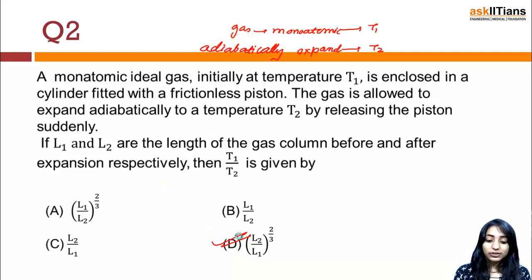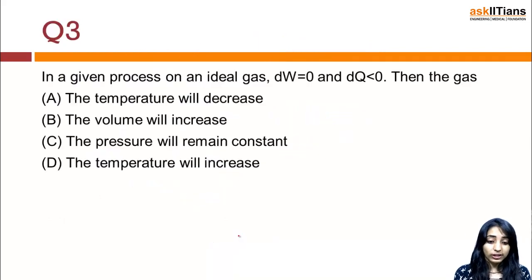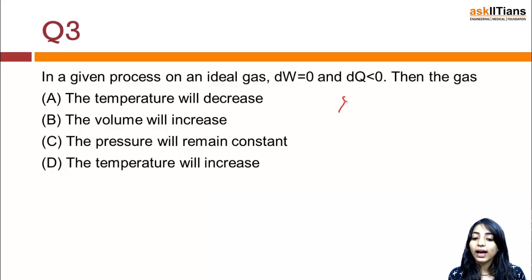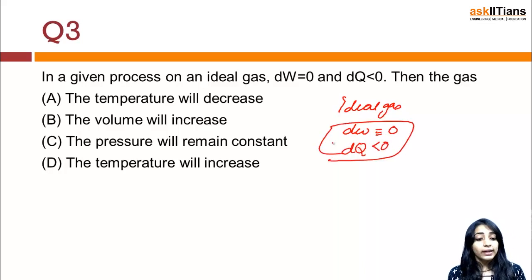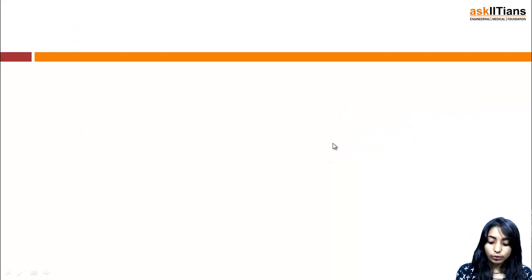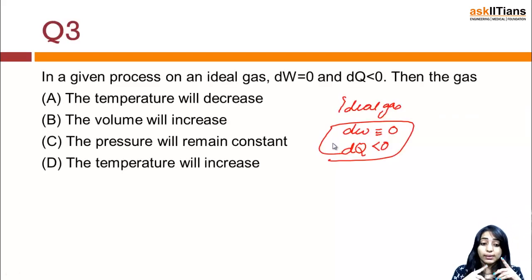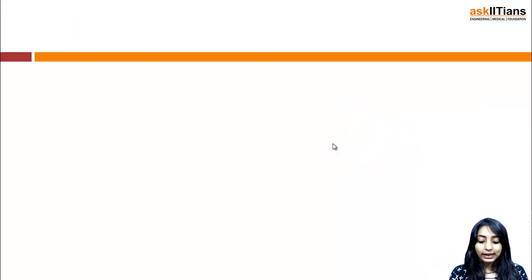Having done this question number 2, it's time that we should come over to question number 3. In question number 3, we have been told that in a given process on an ideal gas, dW will be equal to 0 and dQ has been given to be less than 0. Then the gas, the options are: the temperature will decrease, the volume will increase, the pressure will remain constant, or the temperature will increase. Let me take all the options one by one.